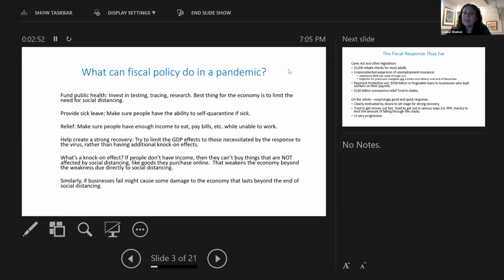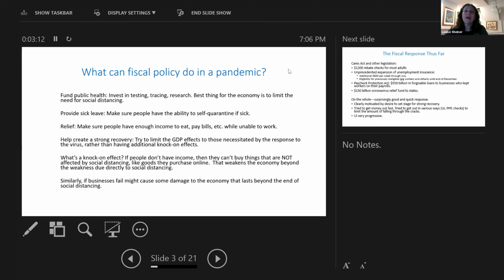It makes sure that people have enough income to eat, to pay bills while they're unable to work. And then it can also set the stage for a strong recovery, right? So the goal should be to try to limit the GDP effects to those necessitated by the response to the virus itself, rather than having additional knock-on effects.